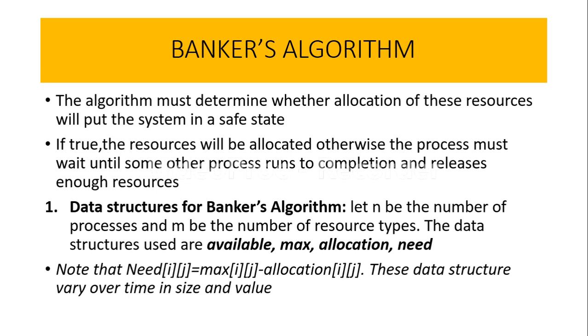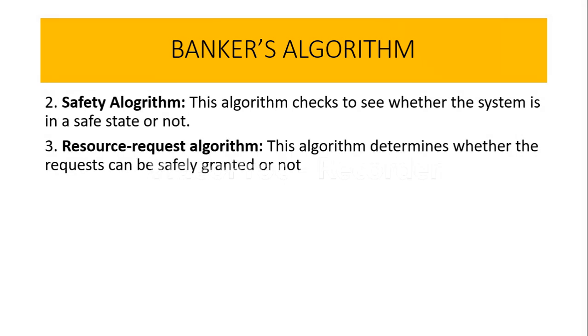As far as the details regarding these data structures are concerned, they are in the description box. You can check that out. The next thing we need when using the banker's algorithm is the safety algorithm. This algorithm is used to check whether the system is in a safe state or not. As I have already told you, all the descriptions regarding the data structures, the safety algorithm and the resource request algorithm are given in the description box. You can go through that.